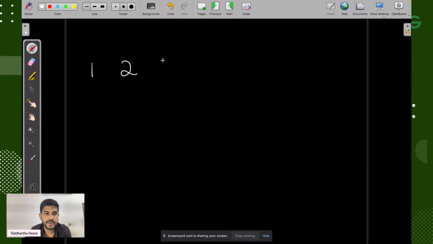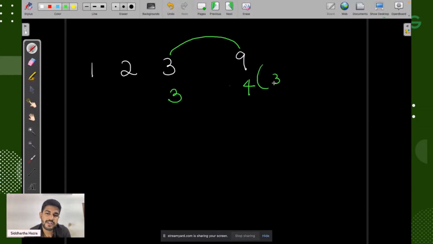Suppose we have 1, 2, 3, and then we have 9. Suppose till this point we know that the answer to this is 3. Then for this, the answer would be that answer. Now 9 would also be included. That is 3 plus 1, that is 4. We have this thing.